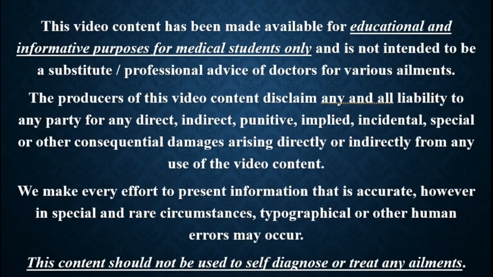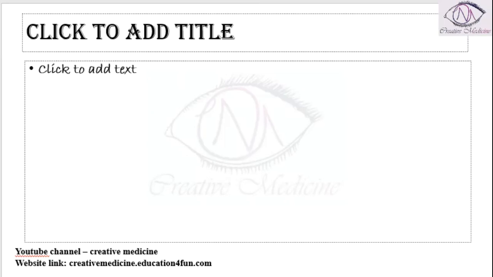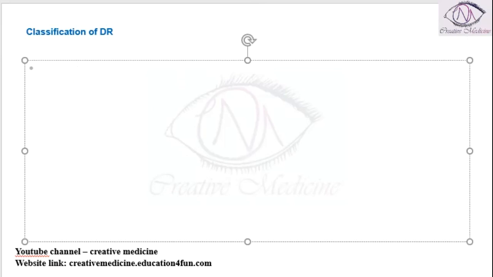In this lecture, we will learn about the classification of diabetic retinopathy. No diabetic retinopathy means there is no abnormality. Then there can be mild non-proliferative diabetic retinopathy. In mild non-proliferative diabetic retinopathy, only microaneurysms are present. There is only microaneurysm in mild non-proliferative diabetic retinopathy.